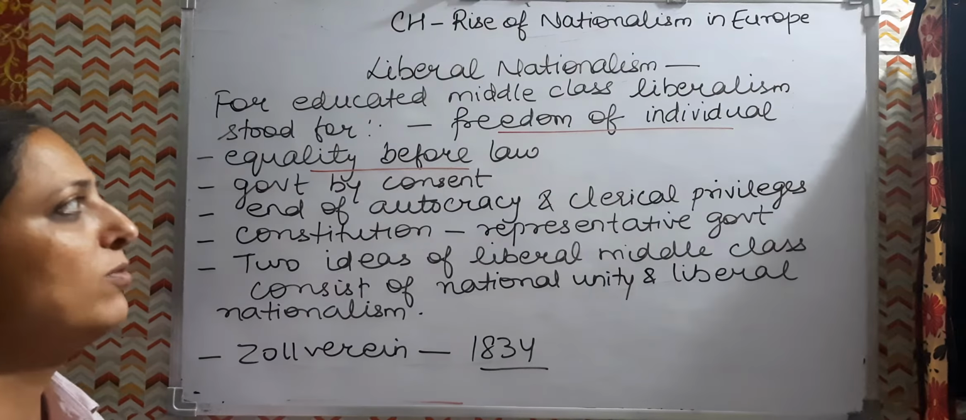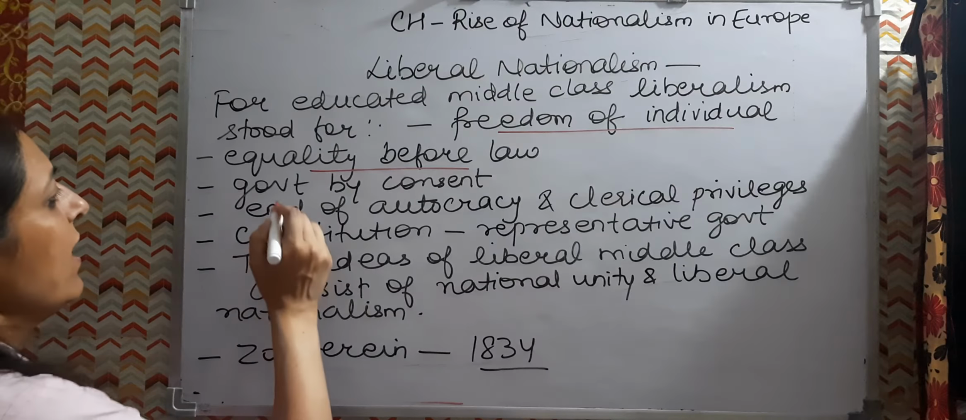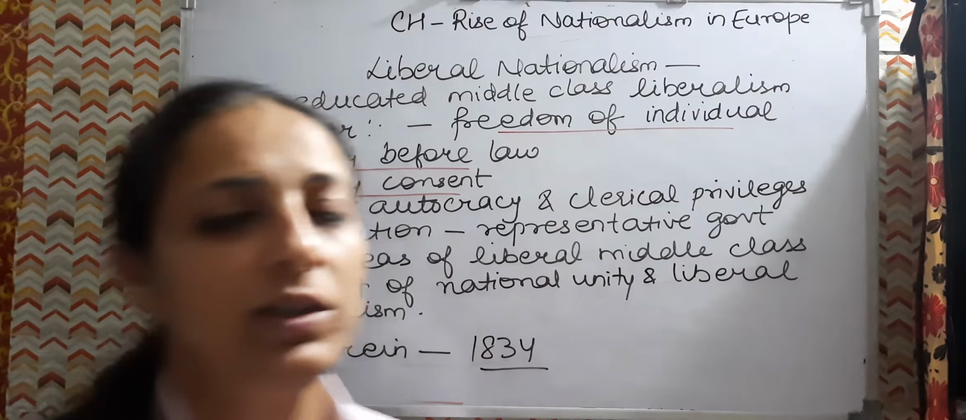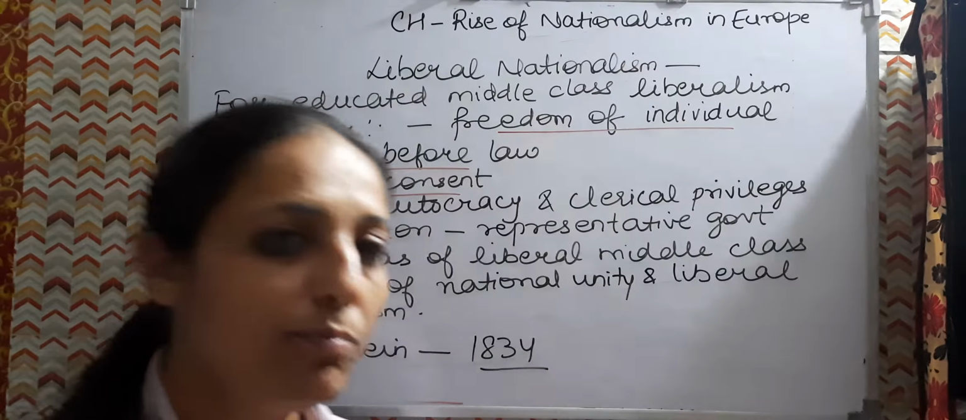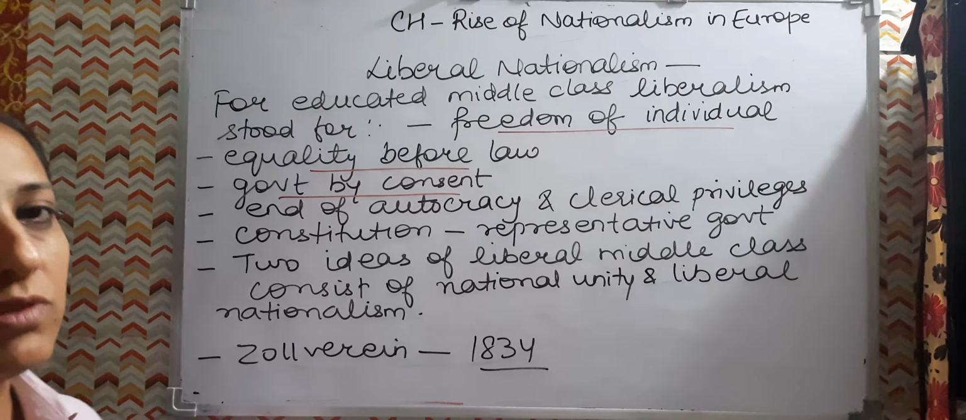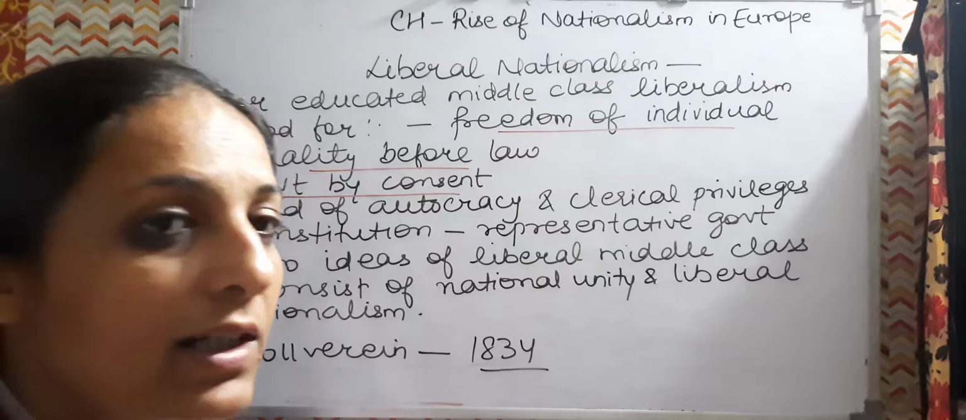Everyone should be equal before law, with freedom of the individual, all the rights an individual should have, and government by consent. According to their will, they have to form the government. It is not imposed on them by any monarch or any outsiders. No one can impose the government. The government should be by their own consent.